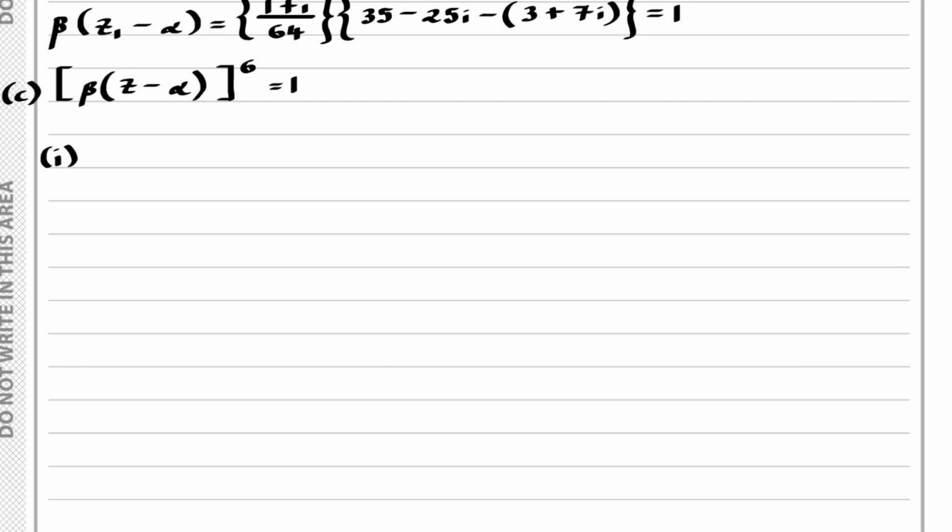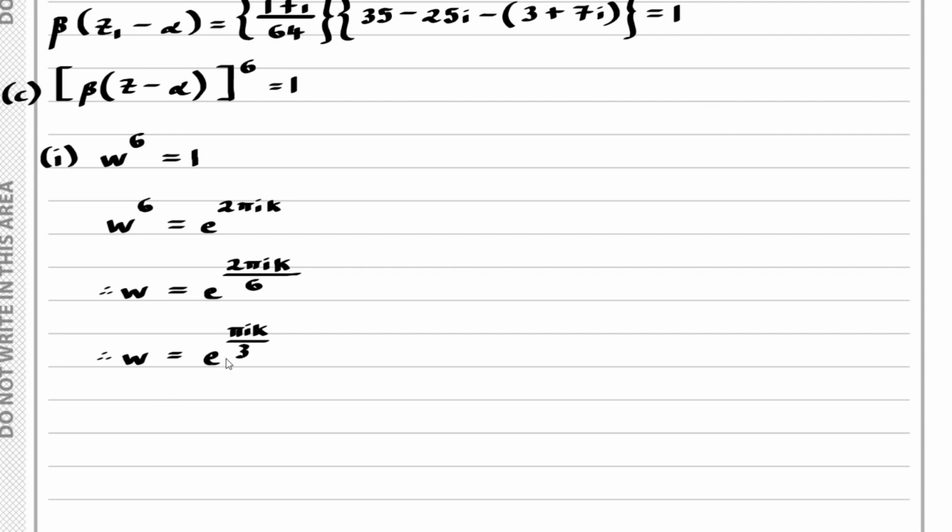And for the first part, we need to solve the equation w to the 6 equals 1. Now this 1 we can rewrite as e to the 2 pi i k, and if I take the 6th root, we end up with w equals 2 pi i k over 6, which simplifies to e to the pi i k over 3. So w equals e to the pi i k over 3, and what we need to do is substitute in values of k from 0 to 5 to find out our roots. And the reason I substitute in from 0 to 5 is because we've got 6 roots.